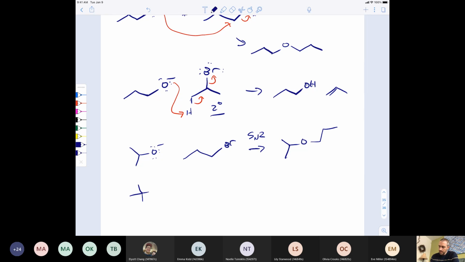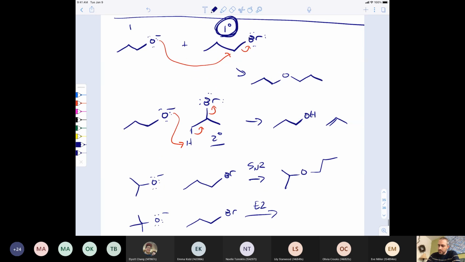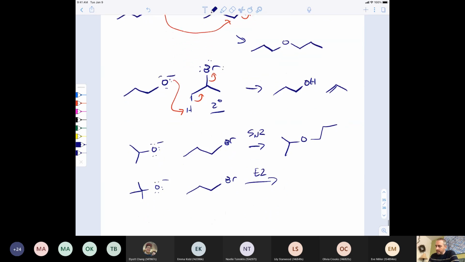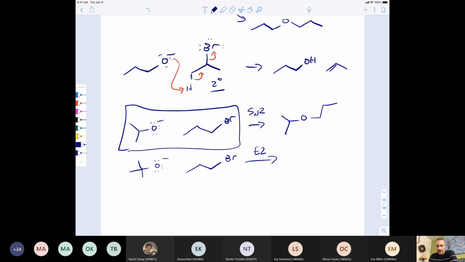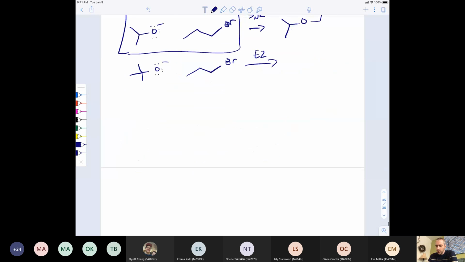But if you have a tertiary alkoxide, even with primary, major is E2. So Williamson ether synthesis is a little bit limited in that it works great if both are primary, like you see here. It works okay if the alkyl halide is primary and the alkoxide is secondary. Any higher than that, and it doesn't work at all. You get elimination as the major product. This is a major problem with this particular reaction. Unless, for example, you have a reaction where elimination is not possible, then it can work great.